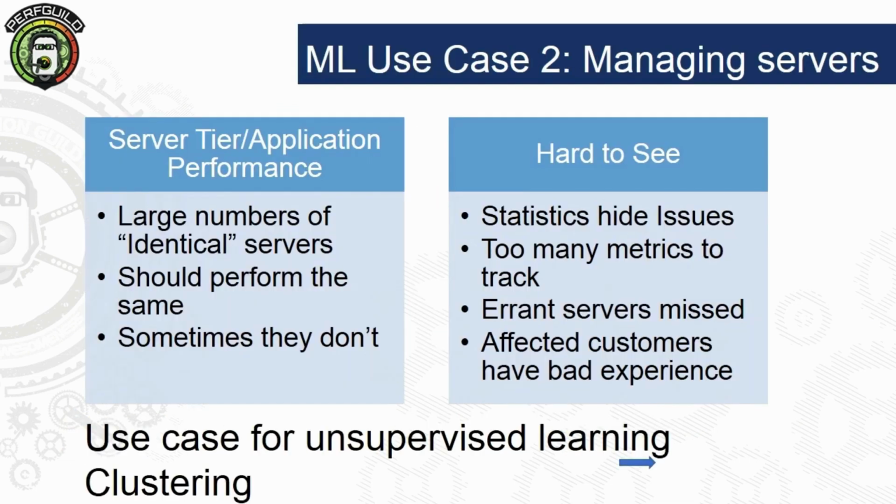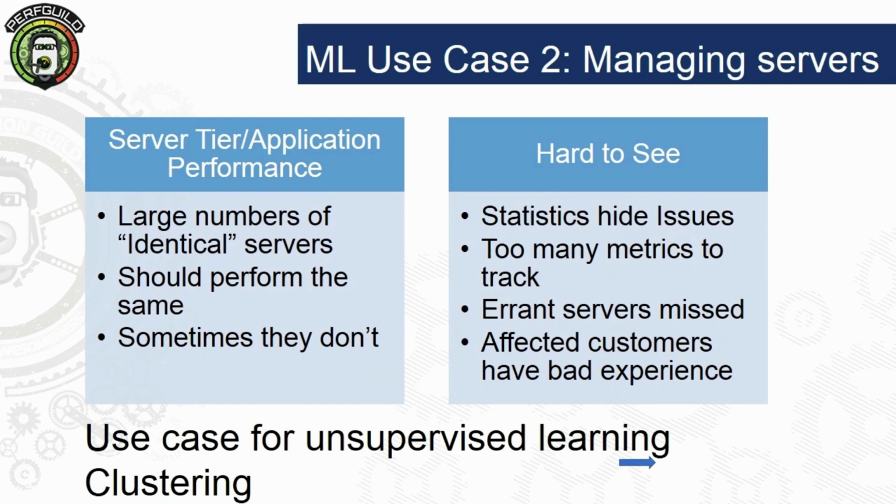Now we're going to talk about our next machine learning use case. We usually have a large number of servers running to support an application or service. There could be hundreds of servers. And in theory, all these servers should be performing the same, but sometimes they aren't. And it can be hard to find the few that are acting differently. It can be in any number of metrics or symptoms that we would have to look at to detect an issue. And our typical statistics would usually show that things are normal. But customers are on those errant servers, and they're not going to get the best experience.